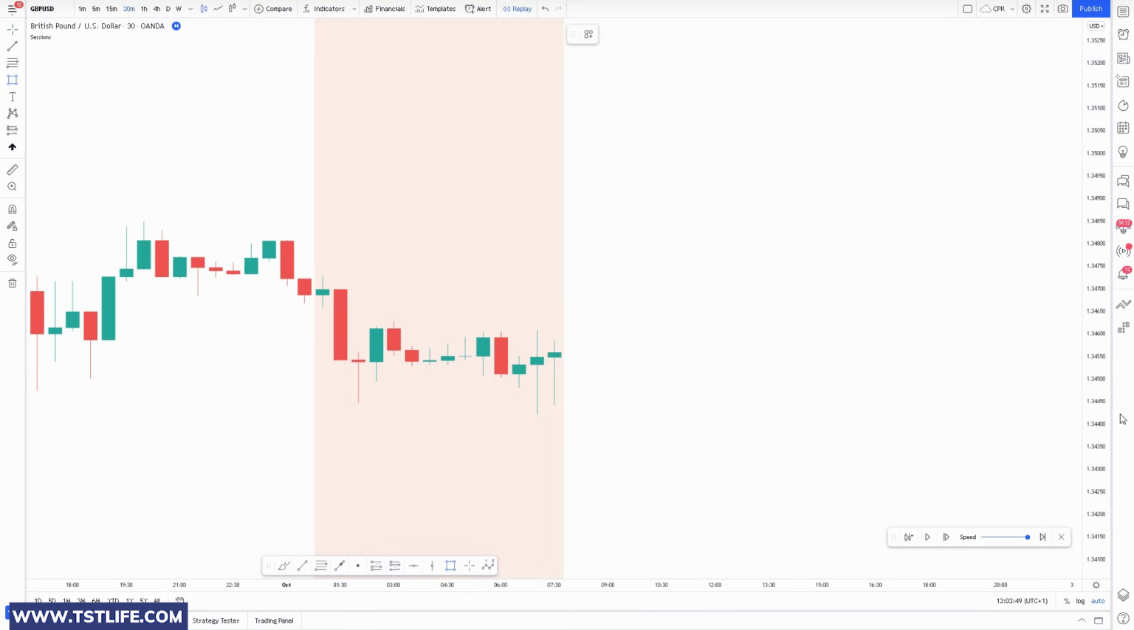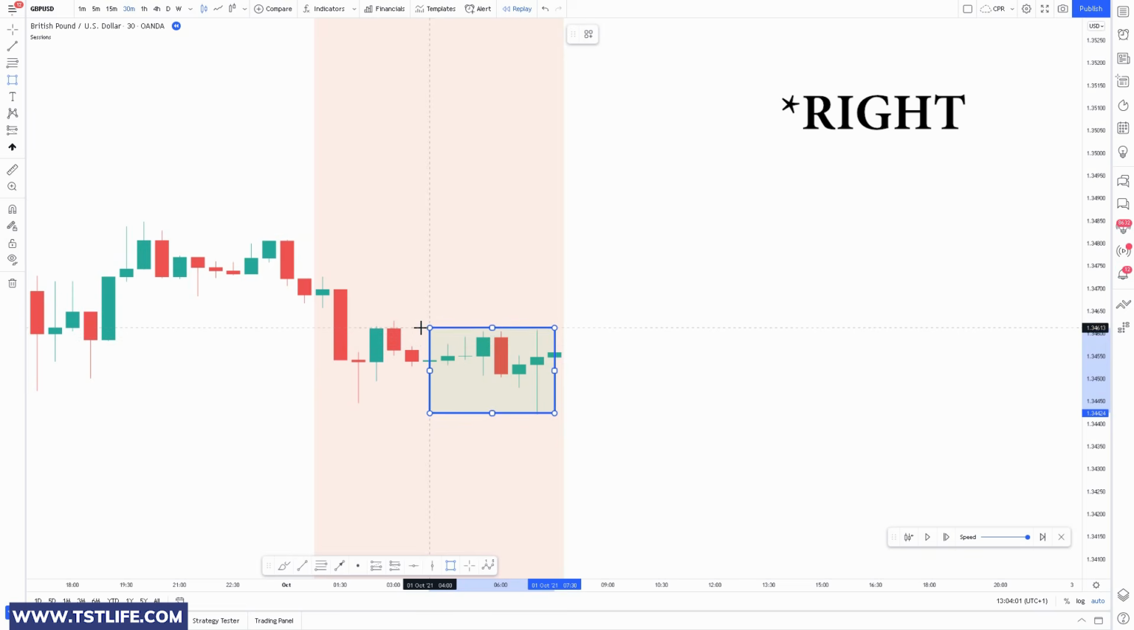Before we begin backtesting, let's look at a second example. This is the Pound USD 30 minutes chart. We proceed to define our range. The last 4 hours before the London opening should be represented with 8 candles. We can extend the rectangle from the left side.